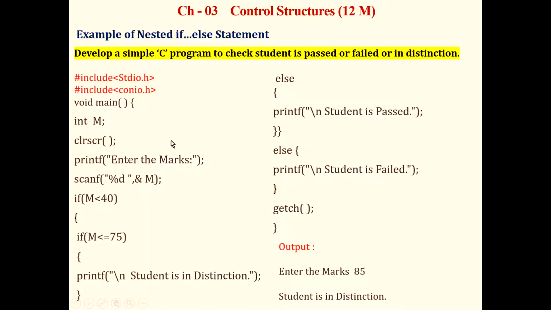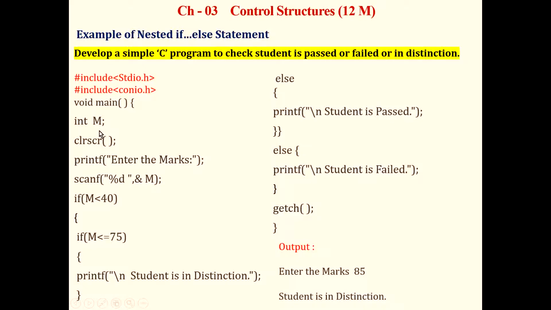Okay, next, here I write one program example of a nested if else statement. Develop a simple C program to check whether a student has passed, failed, or is in distinction. According to the marks, we check whether the student has passed, failed, or is in distinction. For that, first we take two header files, stdio.h and conio.h. All of you know the meaning of these. Then we define the main function, void main.